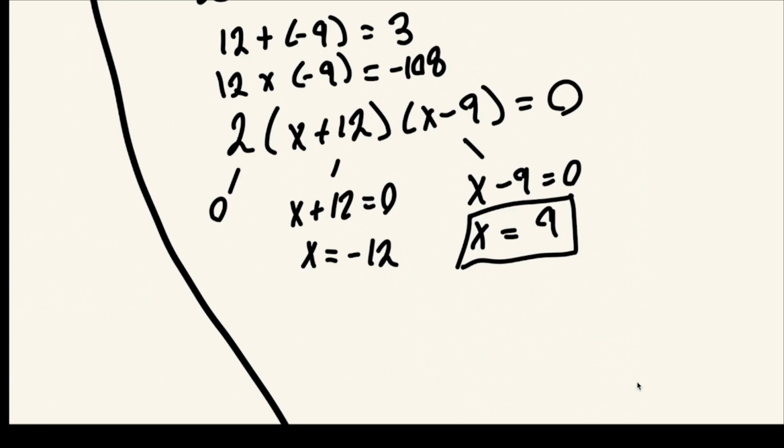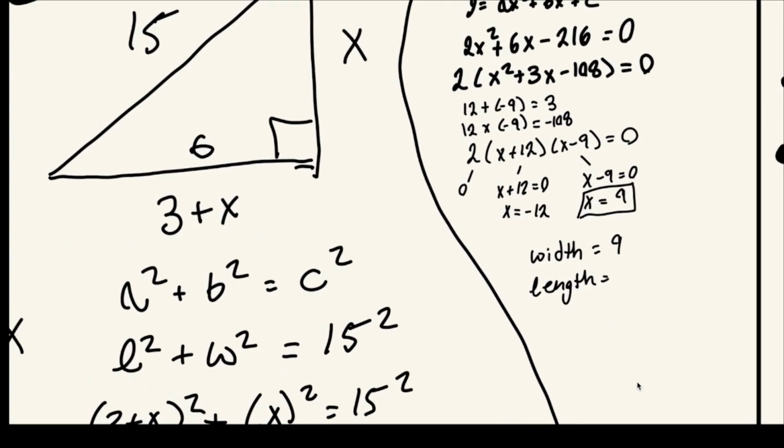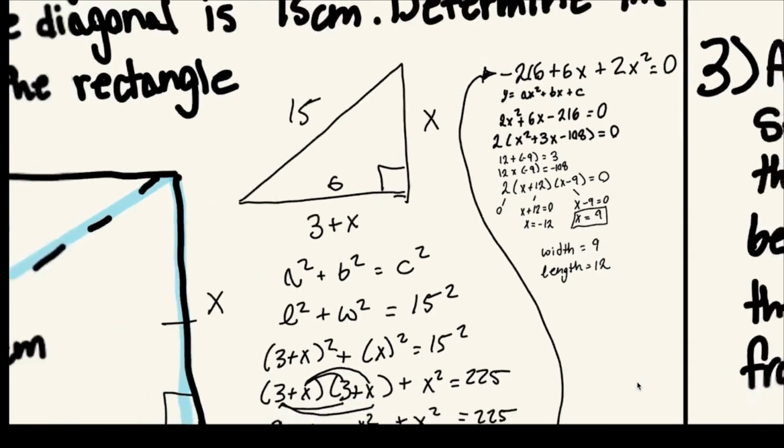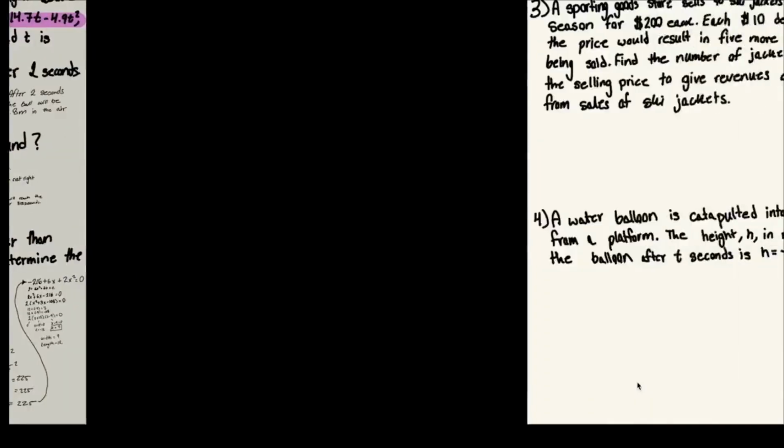Can you have a negative side length? No. So you have to use, again, a little bit of common sense here, because you cannot have a negative side length. So x would be your right answer. That means the width will equal 9 and the length will equal 12, because we have 3 plus x as the length, right? And that's basically it for that question.